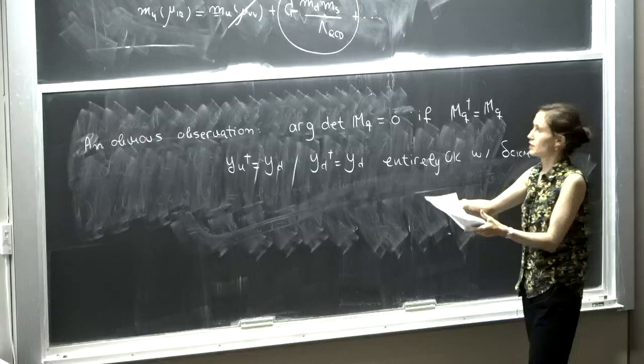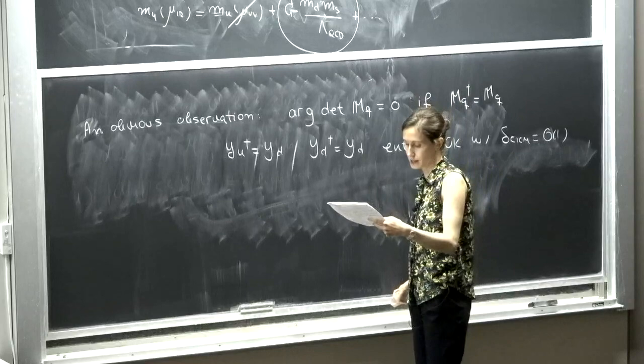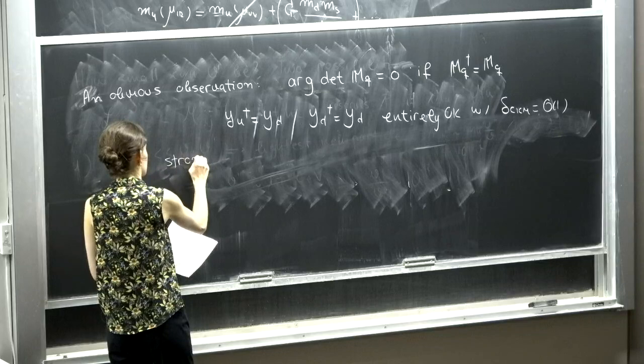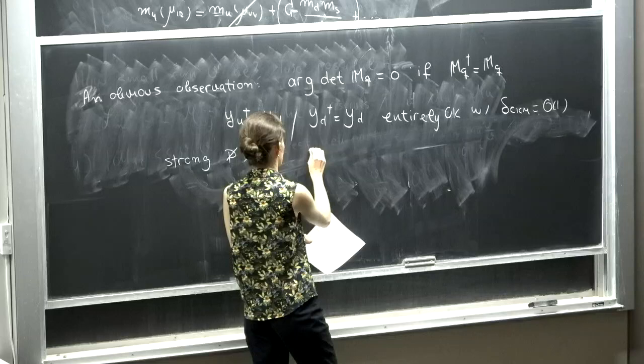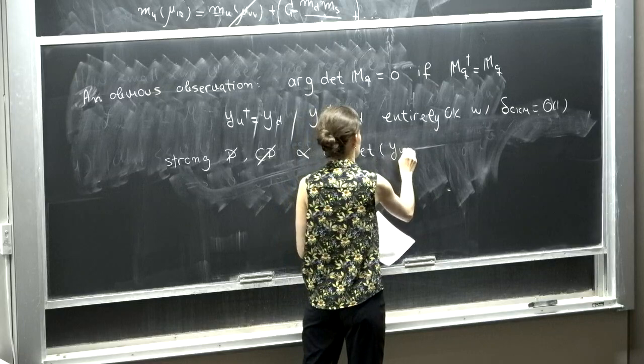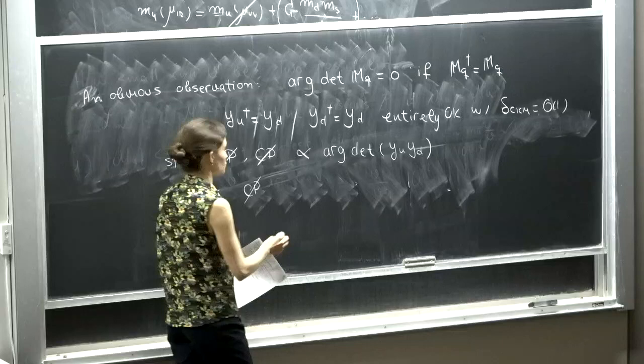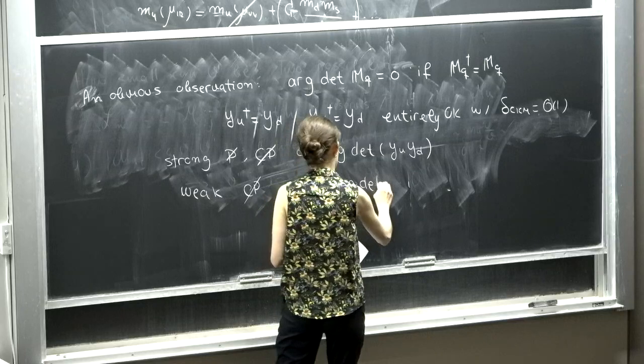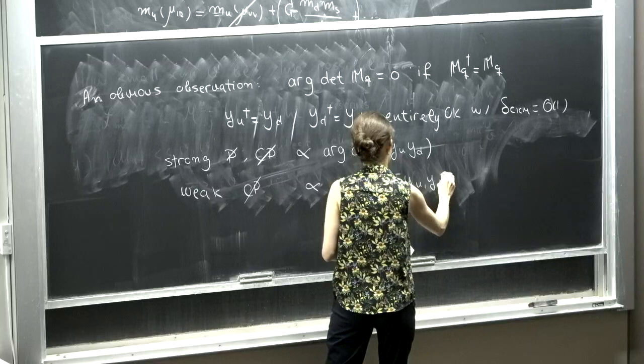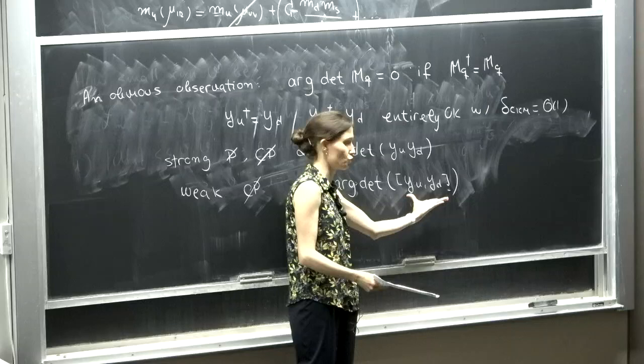And this comes down to the fact that, as we've already seen, strong violation of P and CP from the quark sector can be parameterized as proportional to the argument of the determinant of these guys, y up, y down. But it's not actually hard to see that weak CP violation, and in particular the phase of the CKM matrix, is actually proportional to the argument of the determinant of the commutator of the Yukawa couplings, okay? So if these guys were Hermitian, this could be zero, but this whole thing would be anti-Hermitian, so you can still get a large phase out of this.